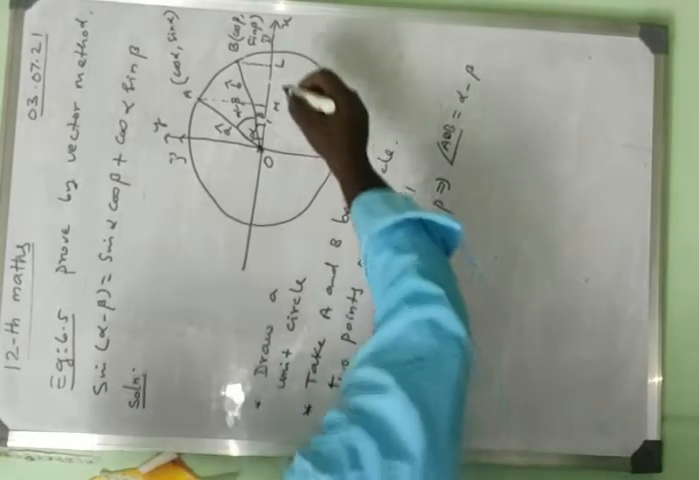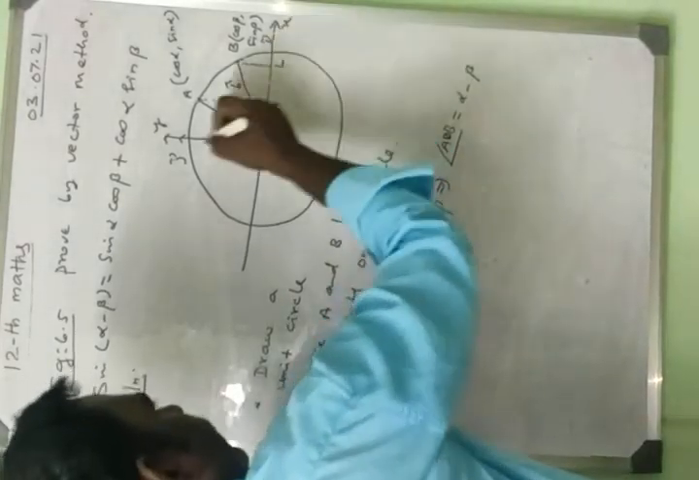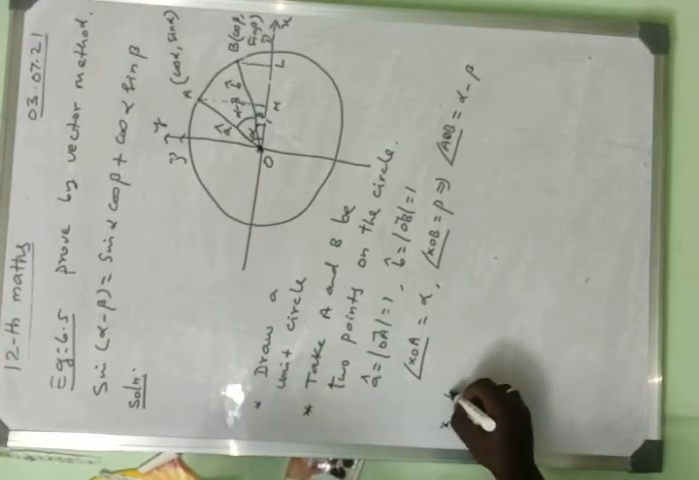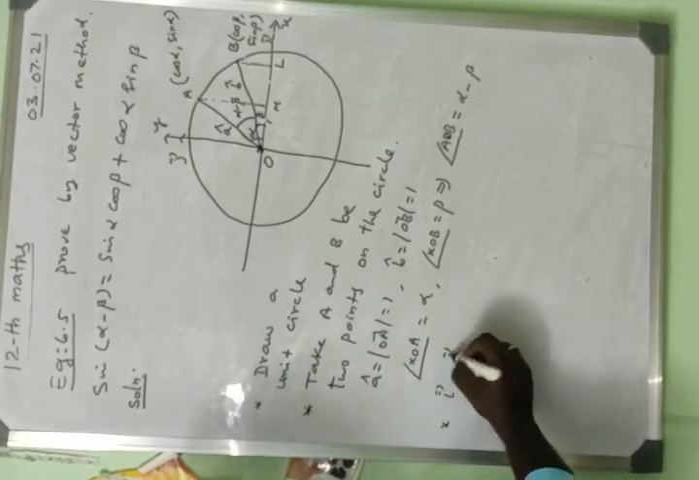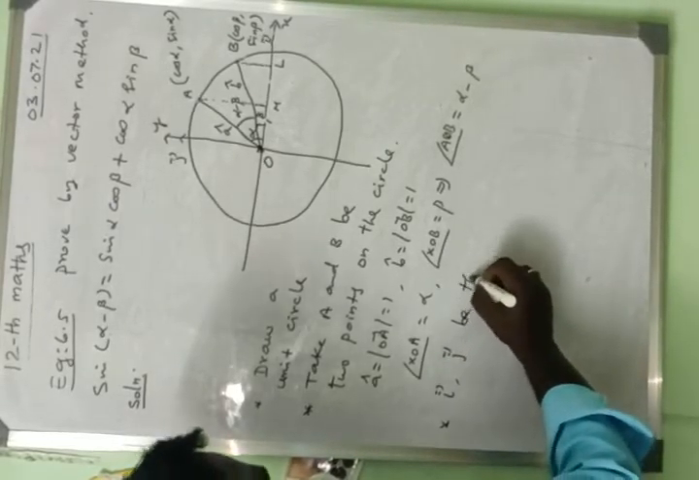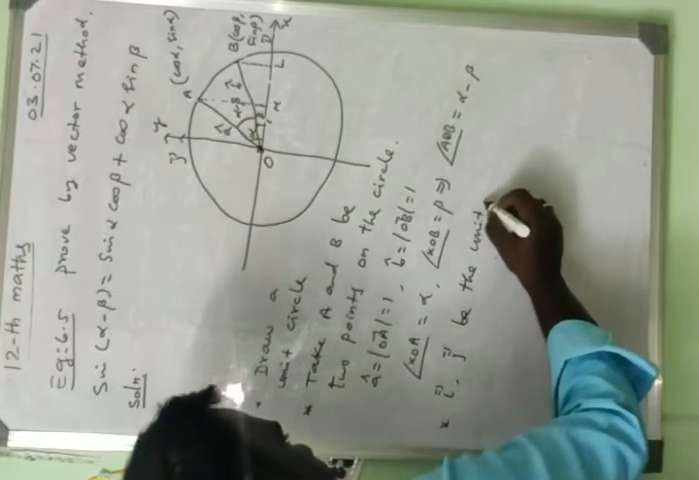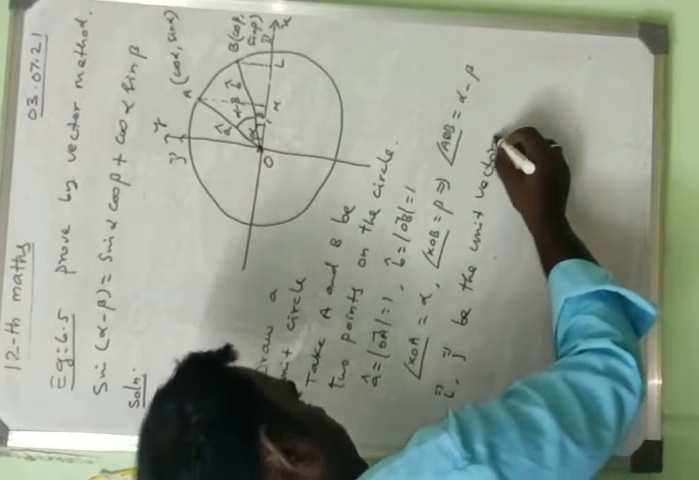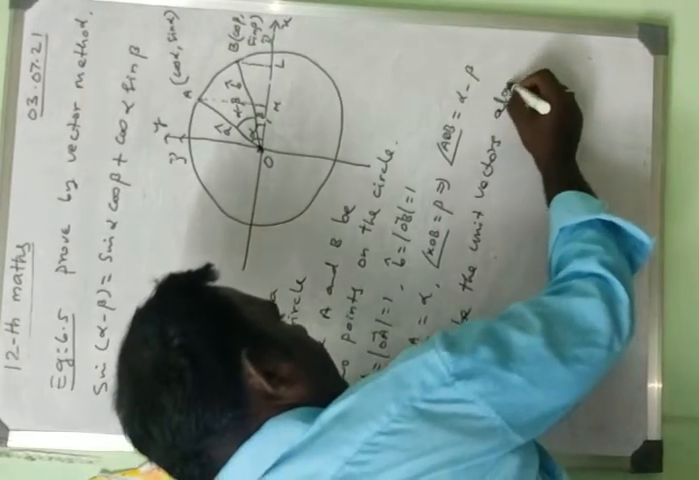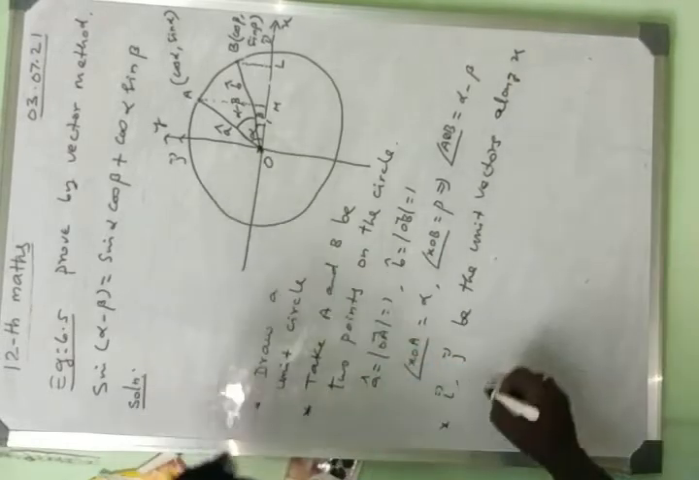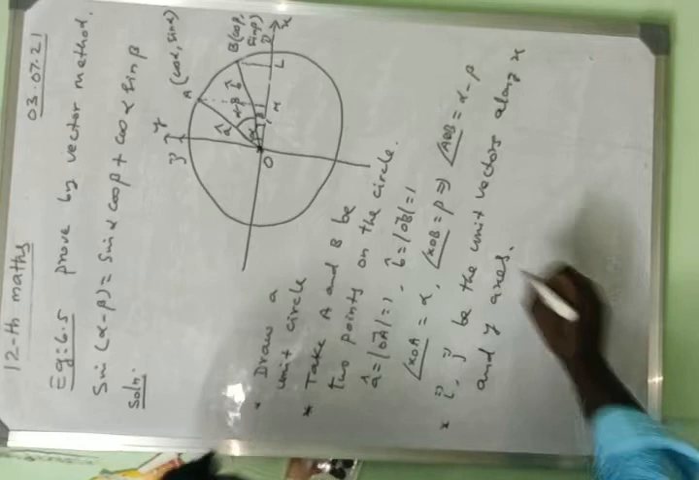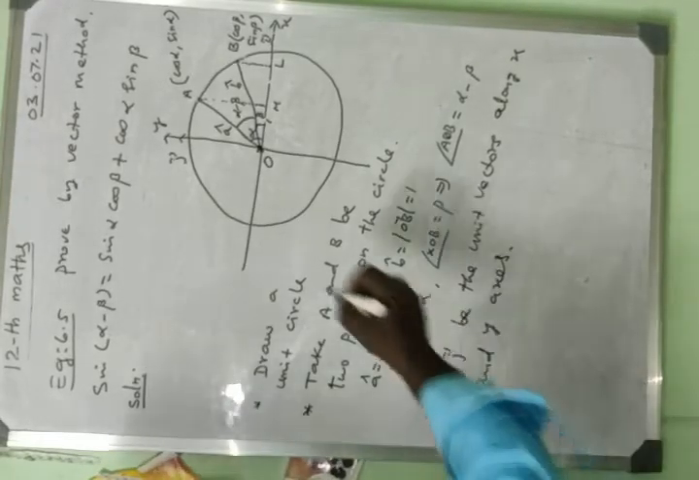Next we take the x-axis, take the I vector, and on the y-axis we take the j vector. So the next point: vector I, comma vector j, be the unit vectors along the x and y axis. Okay, that's all.